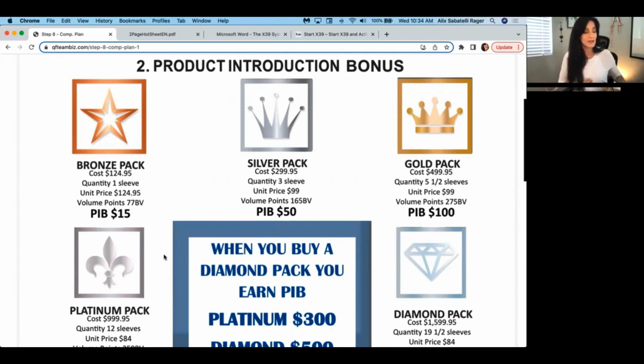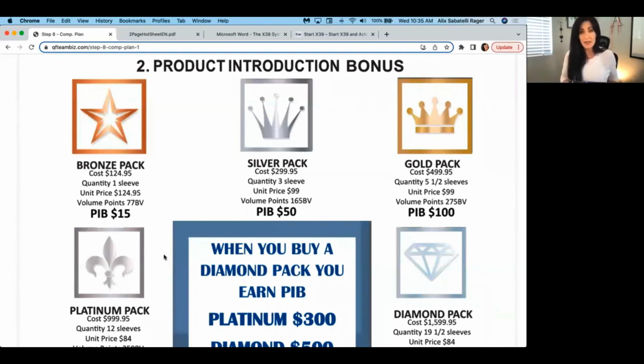There's the bronze pack, which is 1 sleeve, the silver, which is 3, the gold, which is 5. We say 5.5 because you do get a bonus sleeve of one of our other patches. There's a platinum pack for 12. And then of course the diamond pack, which is 19.5. In this case, it's up to you. You can get another extra bonus sleeve of something else, or you can go ahead and get the little business pack with some extra supplies. That's completely up to you.